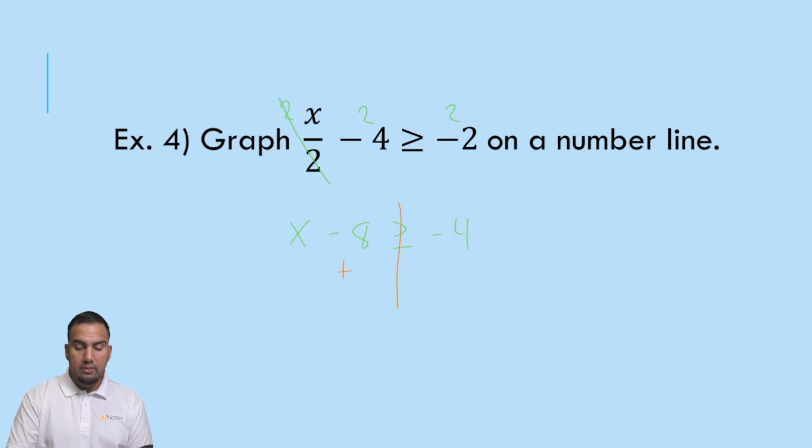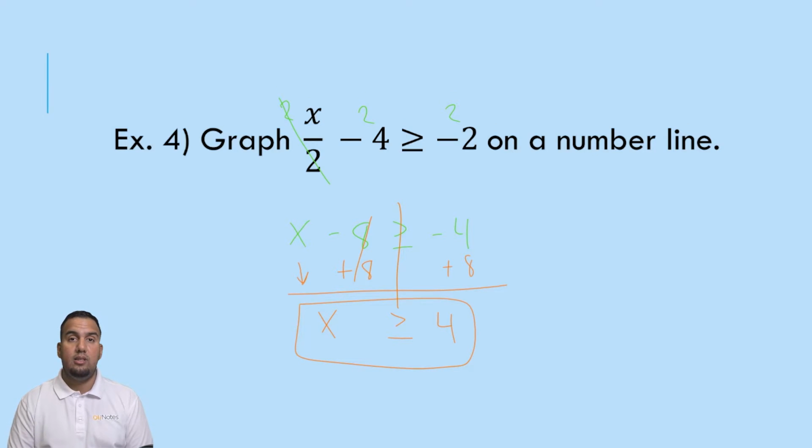Positive 8, so I'm going to add 8 to both sides. I'm going to drop everything that's not being touched, so the x drops. The negative 8 and 8 cancel out. The inequality drops, and negative 4 plus 8. Don't get confused. Don't add. Why? Because how many negatives do you have? You have 1. When there's one negative, what do you do? You subtract. 8 minus 4 is 4. 8 is bigger, so it's going to be positive 4. And that is my final answer because x is by itself.